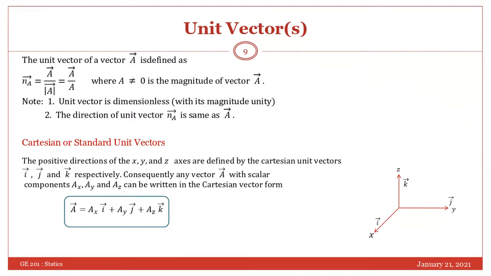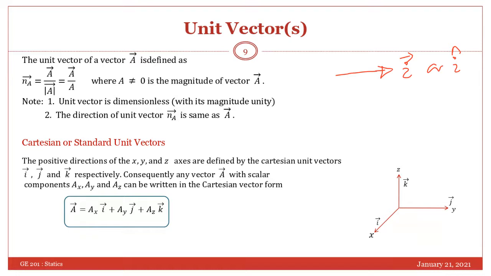There are 6 standard or Cartesian unit vectors which represent the 6 directions in the space, and those directions are positive x, positive y, and positive z, and then negative x, negative y, and negative z. So for the positive x direction, the unit vector is i. We write it like this, or we write it like this.